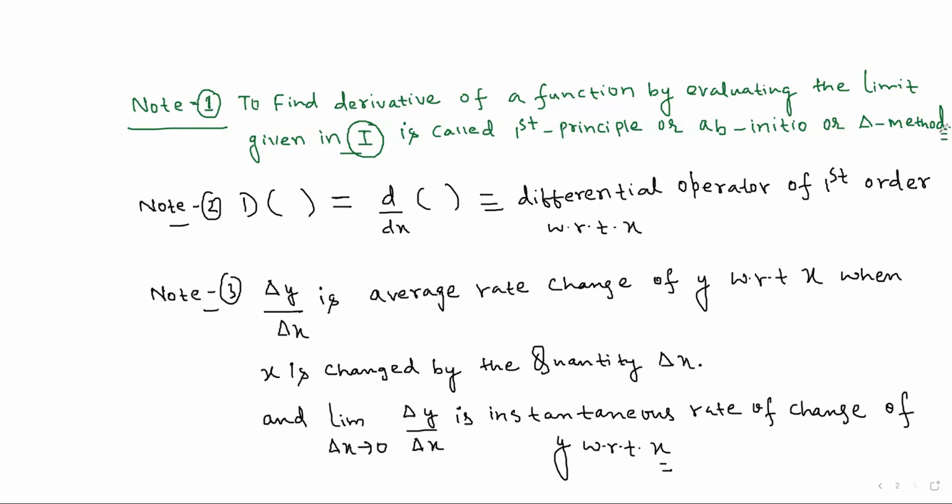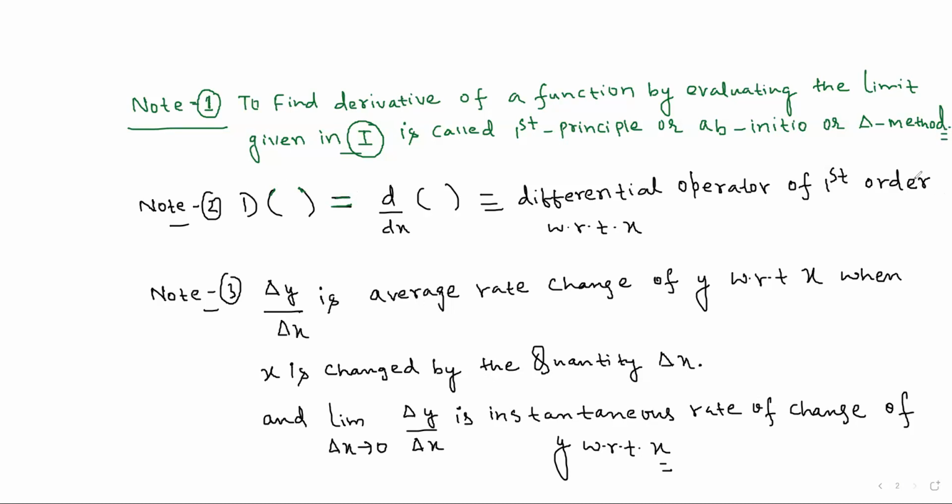Okay, delta method. The second thing is that differentiation of something is equal to d/dx of something, and this is called the differential operator of first order with respect to x. Okay, first order differentiation. Guys, first order differences.